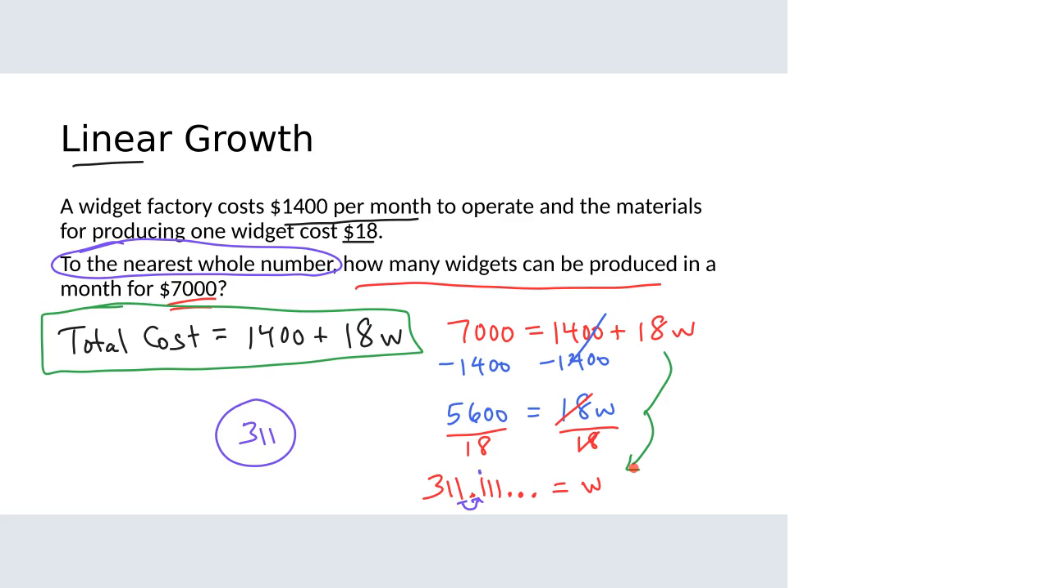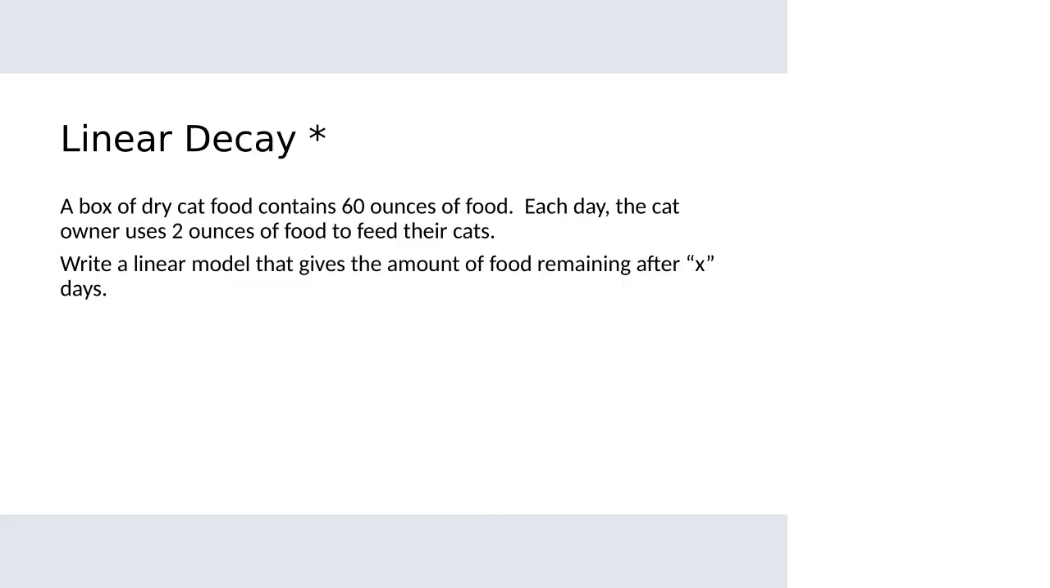All right, I'm gonna have you make a model. A box of dry cat food contains 60 ounces of cat food. Each day, the owner uses 2 ounces of food to feed their cats. Write a linear model that gives the amount of food remaining after X days.